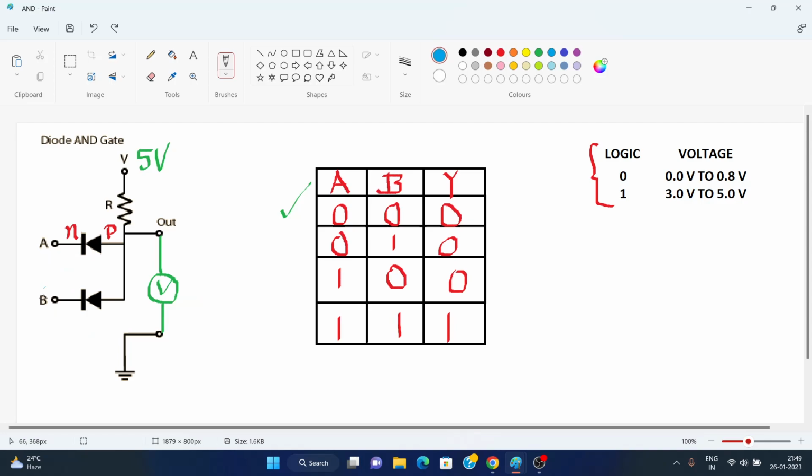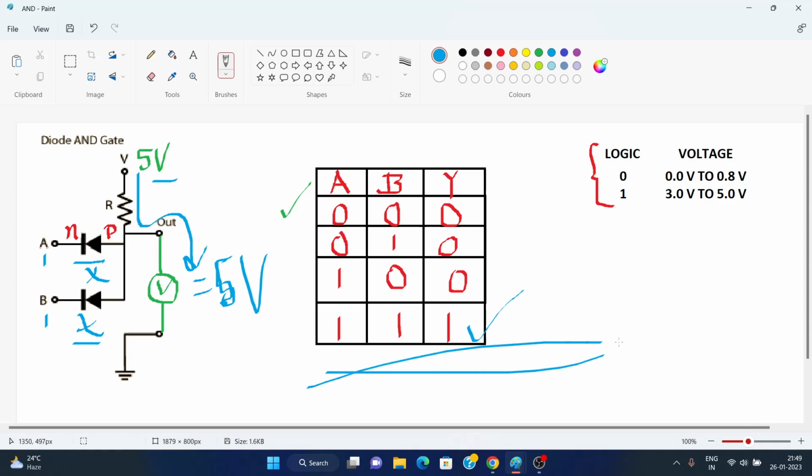This is somewhat interesting. For the final and fourth row, both of them are 1, 1. That means both of them are in reverse bias, so no current passes through both of the diodes. This 5 volts gets directly connected, and we can get 5 volts as output directly, as there is no current flowing through this circuit. No current will flow through this resistance, and we'll directly get 5 volts as output, which is high.